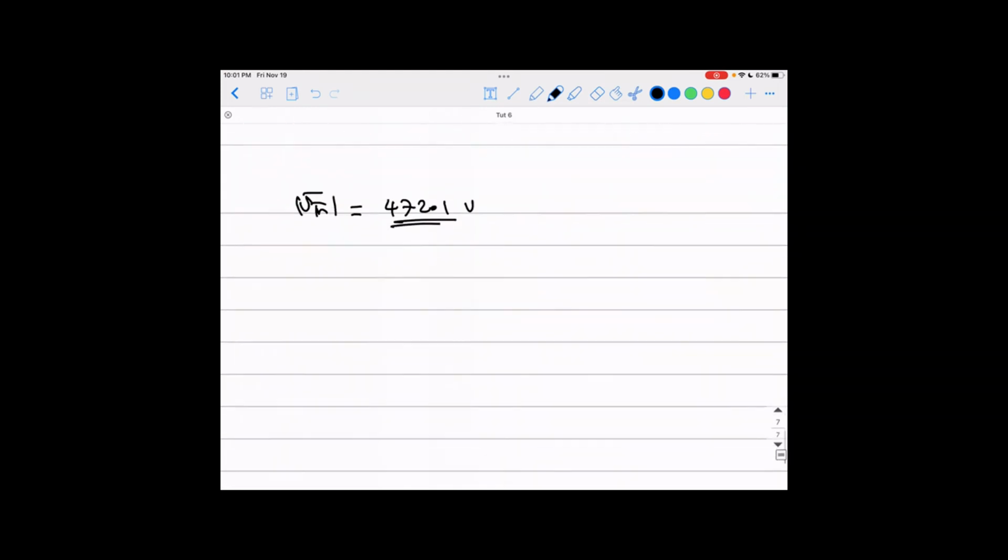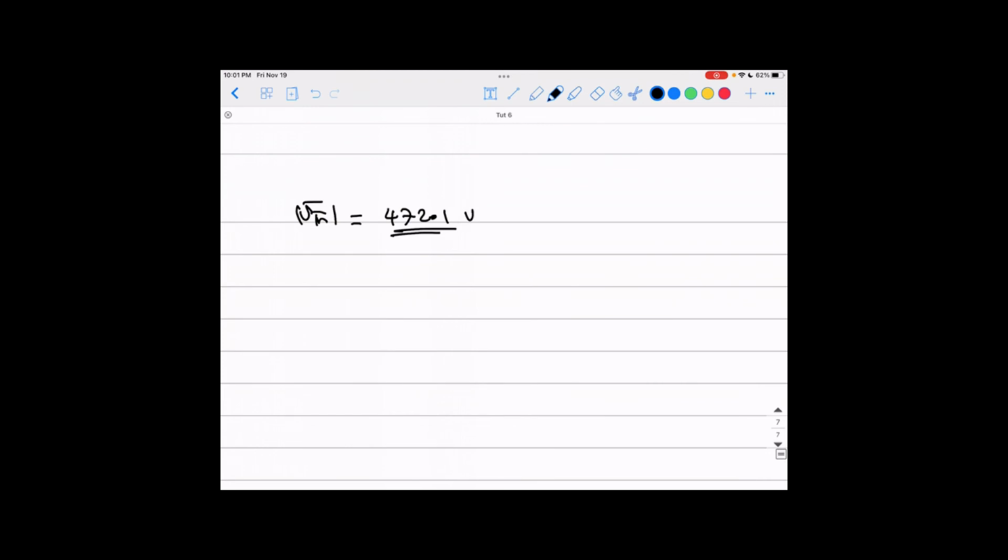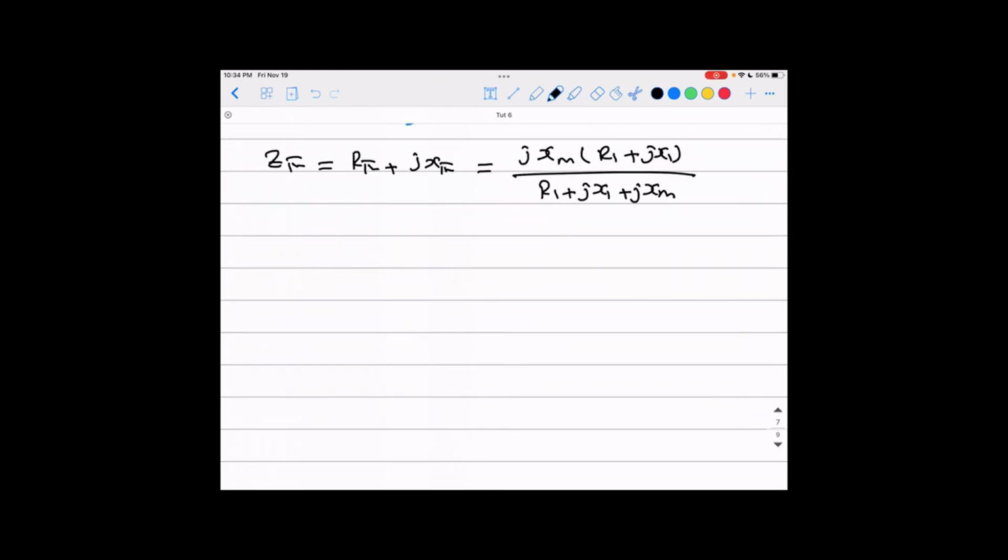So that is V Thevenin. We still need Z Thevenin, which will equal R Thevenin plus jX Thevenin. And this, from the previous derivation in the lecture, equals jXM multiplied by R1 plus jX1, divided by R1 plus jX1 plus jXM. Again, refer back to the lecture if you don't remember how we derived this.